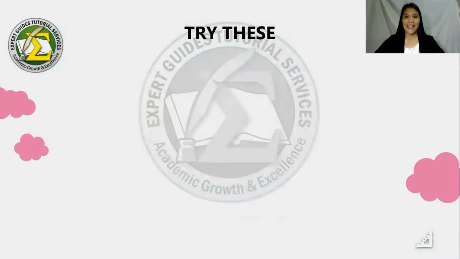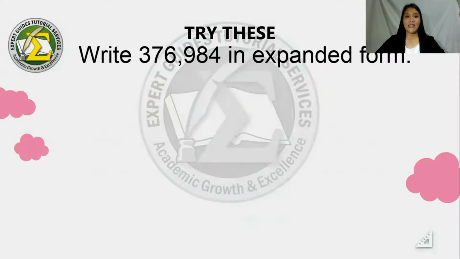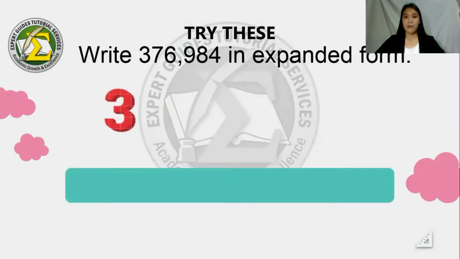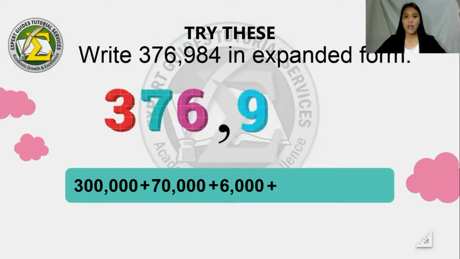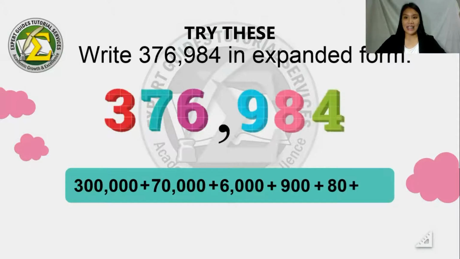Now, let's try this. Again, you can pause this video and try to answer the following to see how well you understand this topic. First, let's write 376,984 in expanded form. So 3 in the 100,000 place value gives us 300,000 plus 7 in the 10,000 place value gives us 70,000. 6 in the thousands place value gives us 6,000. Then we have 9 in the 100 place value that gives us 900. We have 8 in the tens place value that gives us 80. And lastly, we add 4 as it is, for it is in the ones place value.